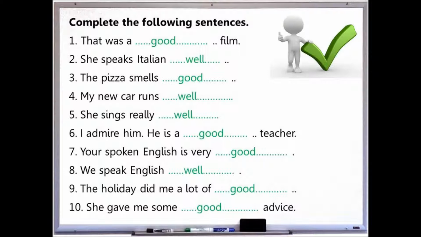Number 6. I admire him. He is a good teacher. We are describing him as a teacher. 7. Your spoken English is very good. This was a tricky one. Here we're describing the person's level of English. Number 8 is a little different. We speak English well. This time we're commenting on how well we speak. 9. The holiday did me a lot of good. We're describing the holiday. And in 10, she gave me some good advice. Again, commenting on the quality of the advice using the adjective good.